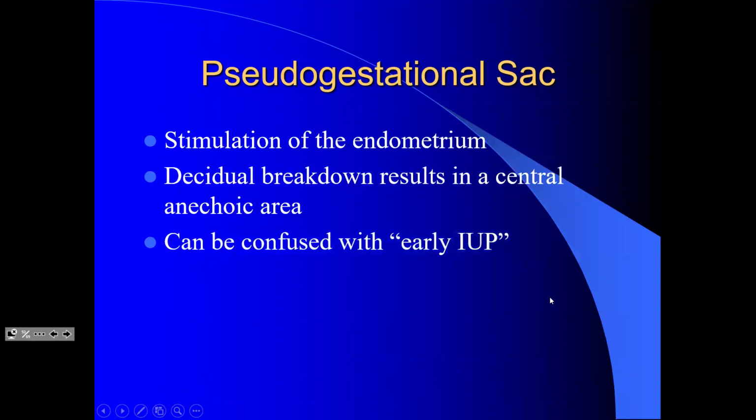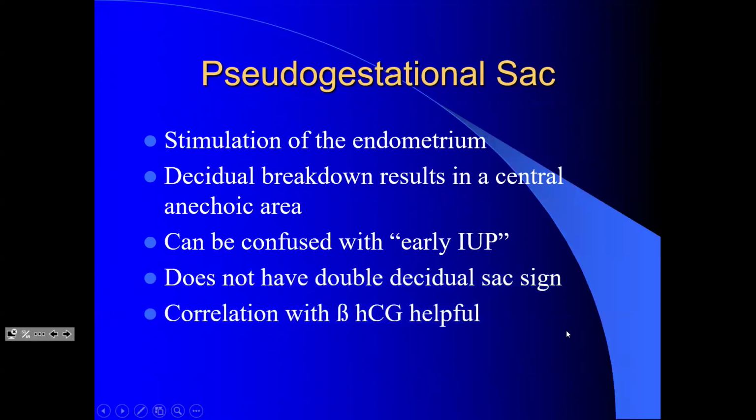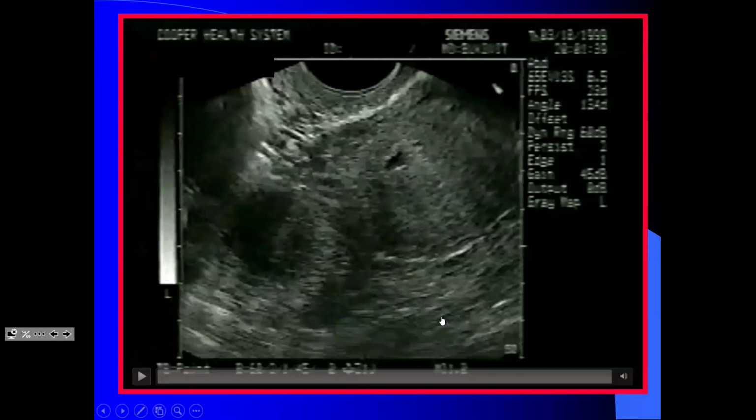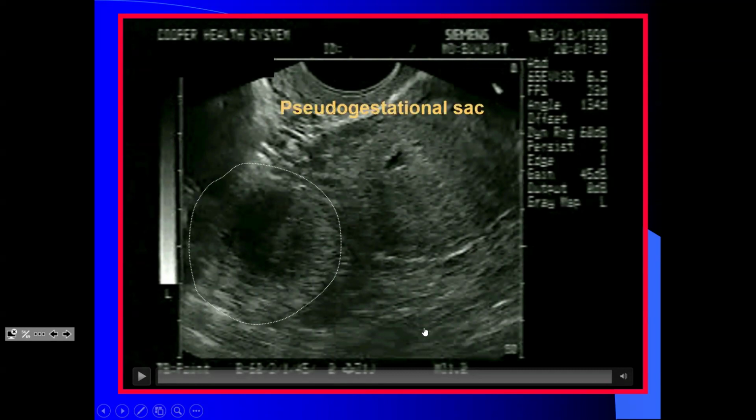We discussed this already. Intrauterine pseudogestational sac. It is not a normal sac. It's a reaction of the stimulation of the endometrium. It doesn't have the double decidual sac sign, and beta-hCG is helpful in such cases. This is the pseudogestational sac, and if you look at the adnexa, this is the ectopic pregnancy.